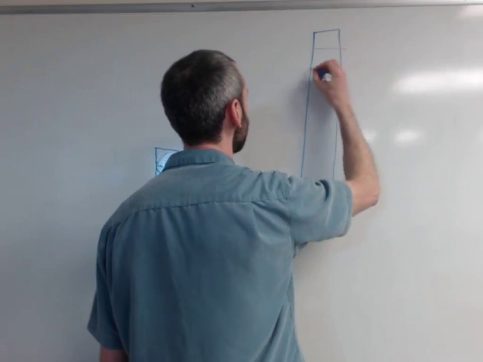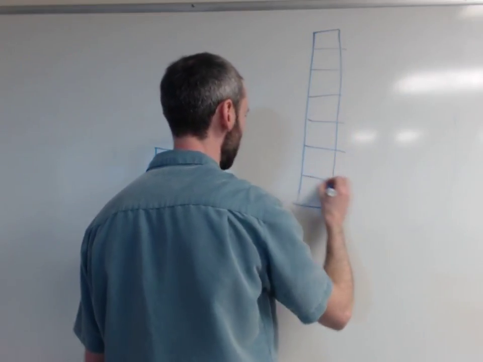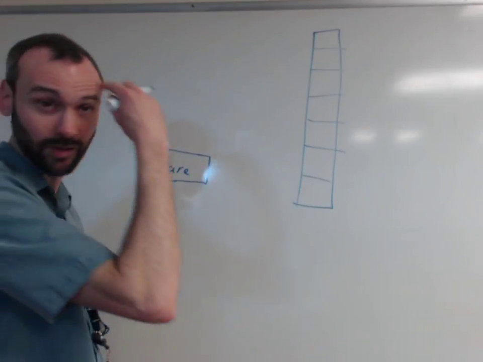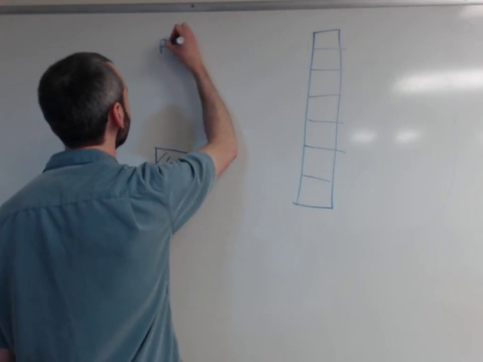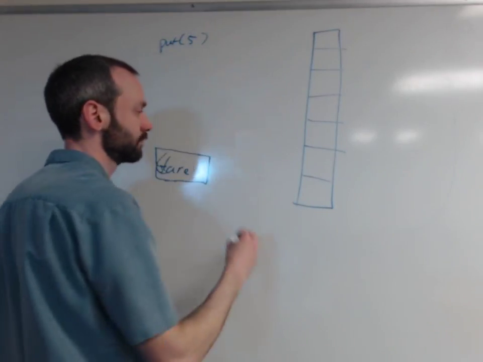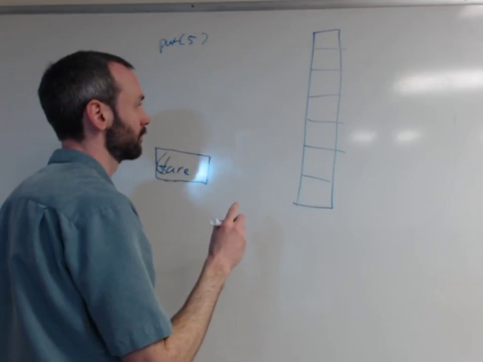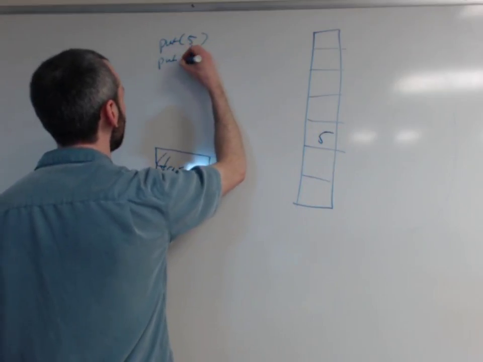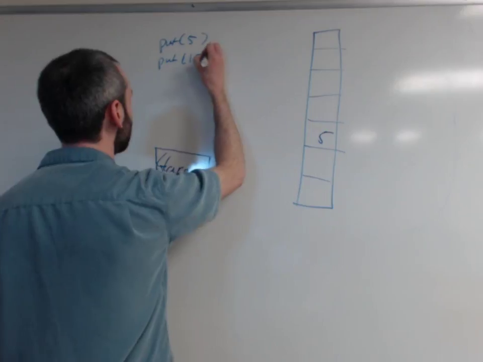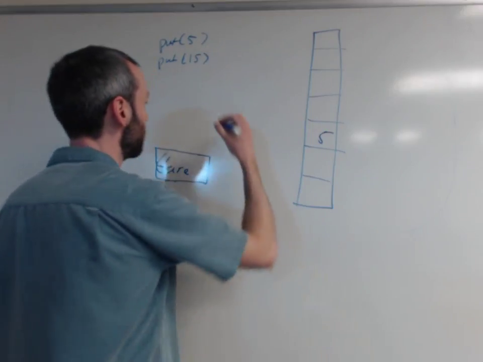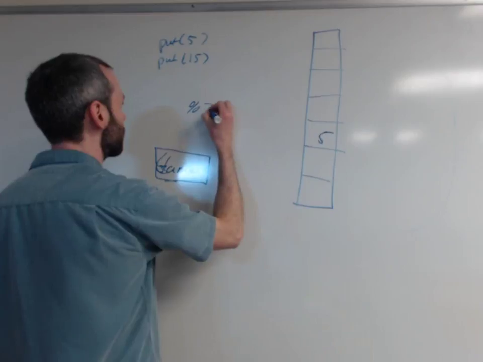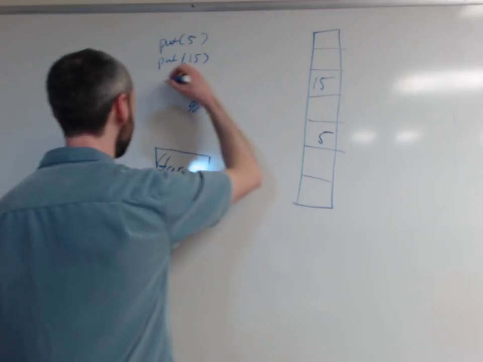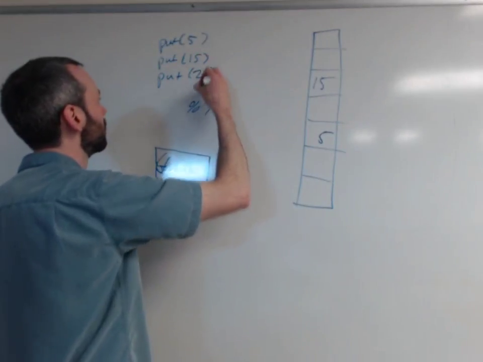So 1, 2, 3, 4, 5, 6, 7. So I'm not seeing the whole time. So where would 5 go? Where would, let's try 15 go? Modding it by 7. The 15 spot. Just kidding. Alright, let's go put 21. Where would that go? 0 spot.